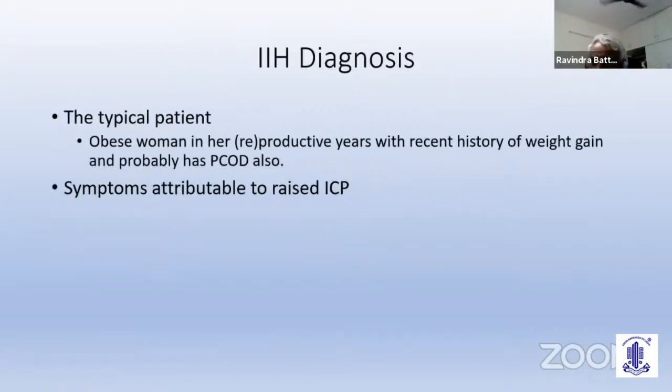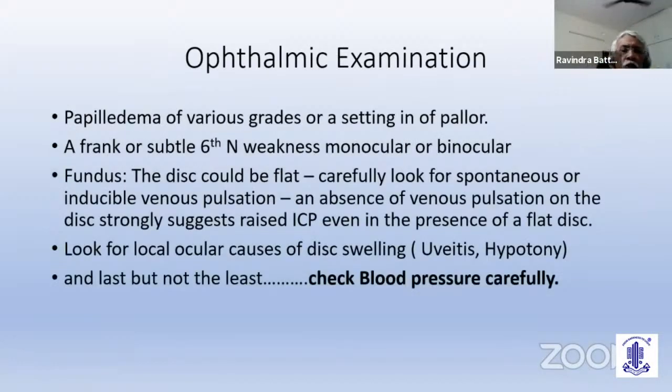So IIH diagnosis is usually made on the basis of seeing a typical patient, an obese woman in her reproductive years with a recent history of weight gain and probably has PCOD. She has the symptoms attributable to raised ICP. Neuroimaging will reveal a flattened sella, a vertically tortuous optic nerve with increased subarachnoid fluid, probably an empty sella of varying degrees, and follow-up MRV may or may not reveal varying degrees and focalities of transverse venous sinus stenosis. An ophthalmic examination done in these people will show papilledema of various grades, or even up to a pallor, a frank or subtle sixth nerve weakness.